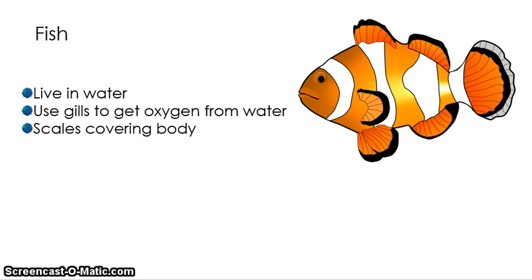Next group you need to know about are fish. Now fish live in water. They use gills to get oxygen from water, so they don't have lungs like we do. They have gills, and that's how they get the oxygen that their body needs. And they also have scales covering their body.